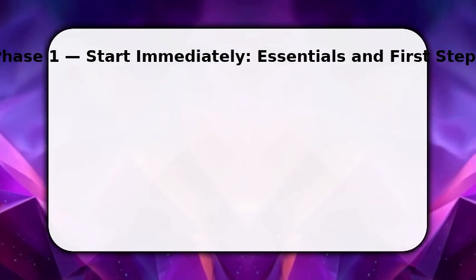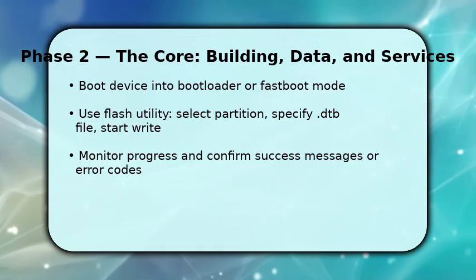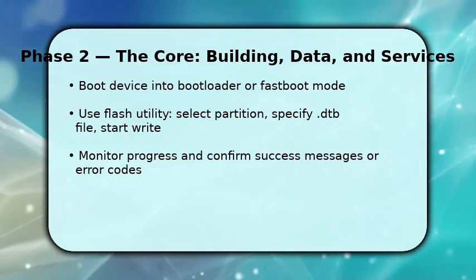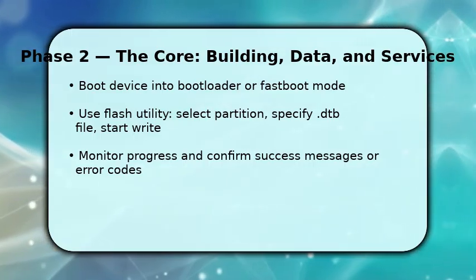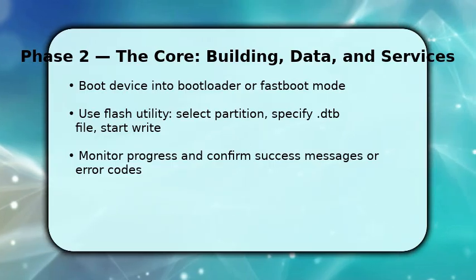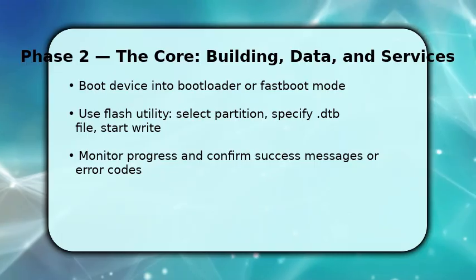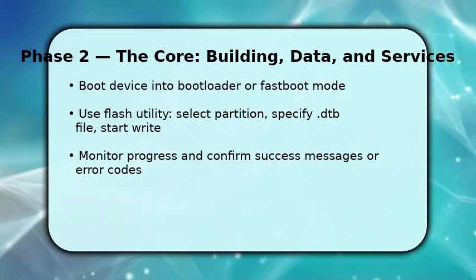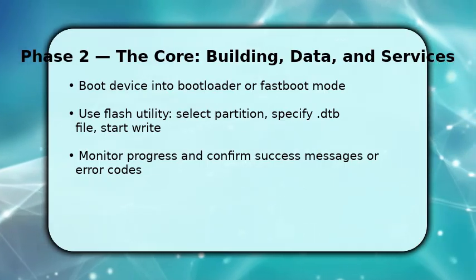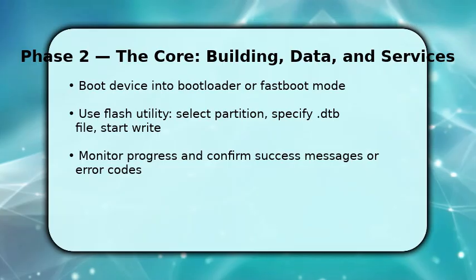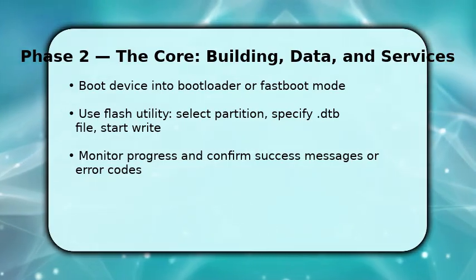Once the device is in bootloader or fastboot mode, open your flashing utility and select the target partition for the device tree blob. You specify the DTB file and begin the write. Watch the progress bar and console output closely. If the tool shows a checksum or signature step, verify it completes. Make sure to avoid interrupting power or USB during this middle phase. An incomplete write corrupts boot behavior. If prompted, rerun the write until the utility reports success.